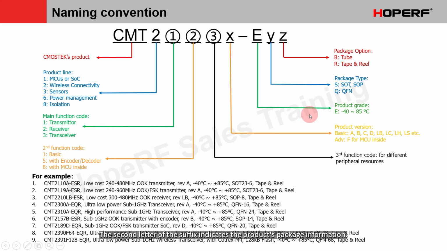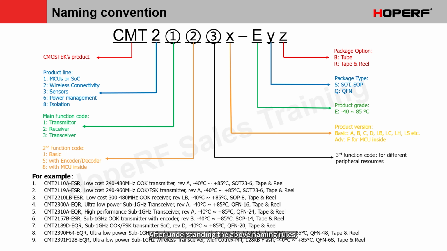The second letter of the suffix indicates the product's package information. For example, S means SOP or SOT package. If the letter is Q, it means QFN package. The last letter of the suffix indicates the product's packaging information. R means tape and reel packaging. If the letter is B, it means tube packaging.